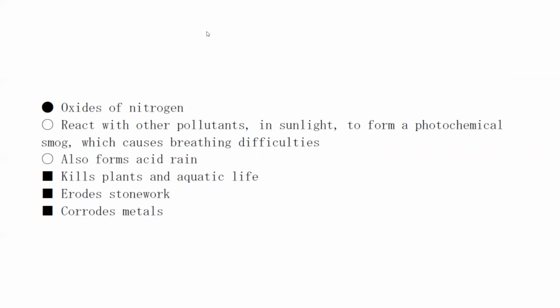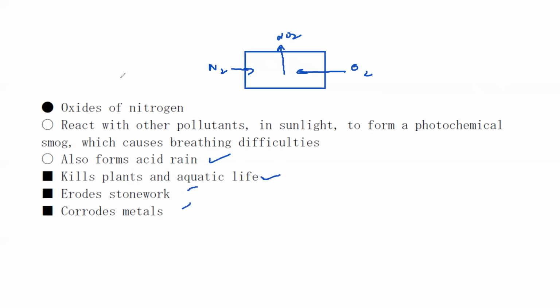Then oxides of nitrogen, what happens? These are produced in the car engine. Because the car uses combustion, inside the engine the nitrogen and oxygen from air react and form oxides of nitrogen. This can also form acid rain, because oxides of nitrogen are non-metal oxides, and non-metal oxides are acidic. It is also brown in color.